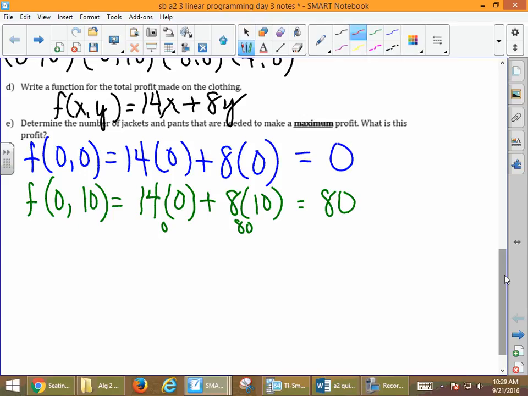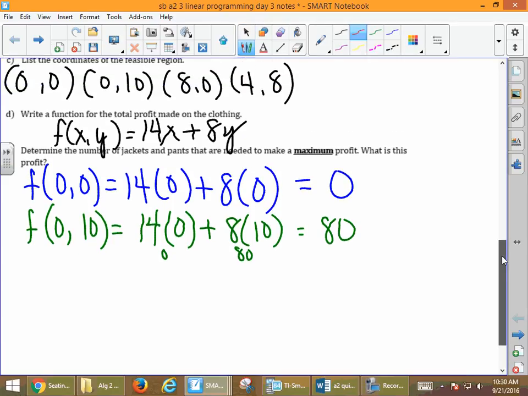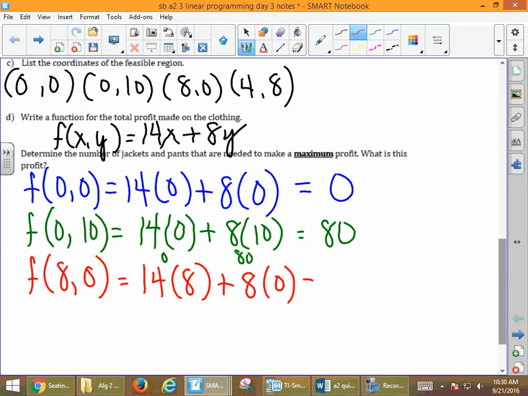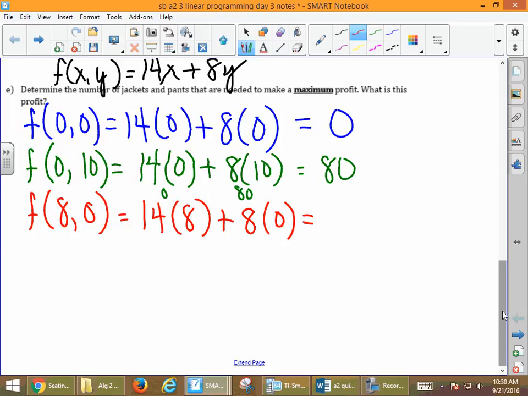Better than 0. Well, the third ordered pair that I have listed is 8, 0, so this time that means that we have 8 jackets and no pairs of pants. So we're going to put 8 back into our function for x, and we're going to put 0 back into our function for y. And 8 times 4 is 32. 8 times 1 is 8, 9 times 11. 112 plus 0.